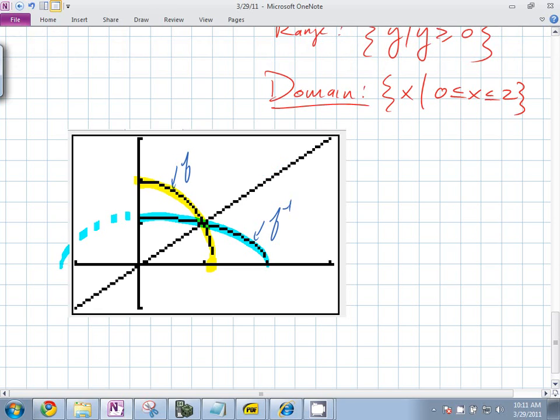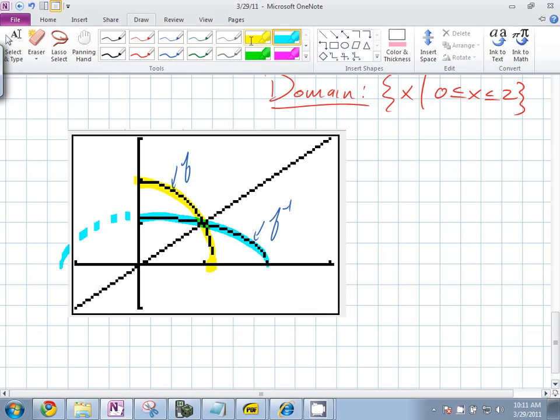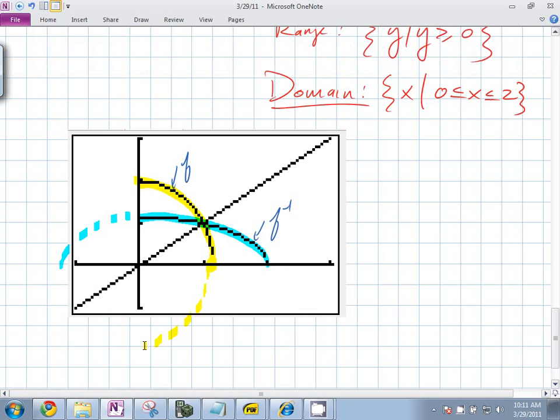No, they will not. If I flip that blue function with the dotted part over the line y equals x, will it line up with the yellow? No, it will not. What would you need? You need the yellow to continue down here, right? Is the yellow a function with the dotted part? No. We are dealing with what? Functions. We are staying in the land of functions.